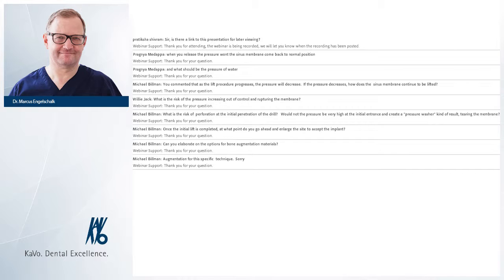Once the initial lift is completed, at what point do you go ahead and enlarge the site to accept the implant? Well, that's a good question. At first, I have to be sure that the lift is completed, so that I have my 1.8 milliliter of saline solution in the sinus and I got it back. And then it's always a question. If you do the implant operation at the same time as the augmentation, then you have to enlarge the hole for the implant.